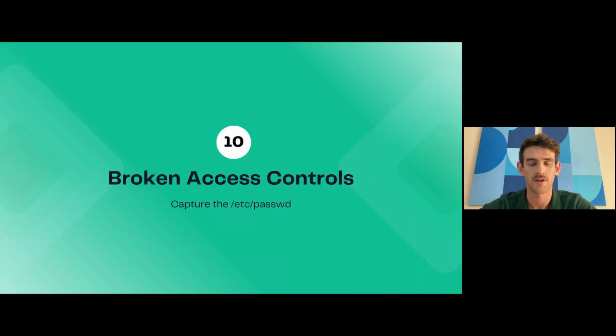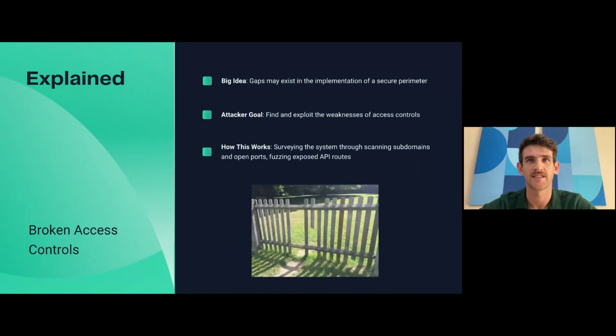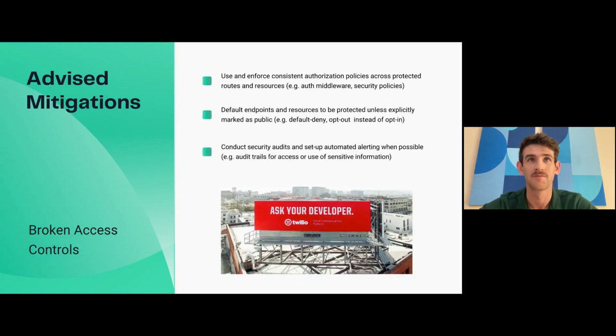So the last class of vulnerabilities we're going to go into is known as broken access controls. And the idea here is that there might be gaps in implementations of your secure perimeter, and the attacker is going to try to exploit the weaknesses. This could be scanning your subdomains and open ports, or fuzz testing any exposed API routes with different HTTP methods. And you can see here in this fun picture, there's supposed to be a gate, but there's a few gaps. That's exactly how the attacker might view your system, as mostly working, but still vulnerable.